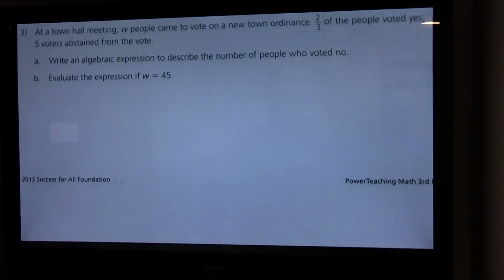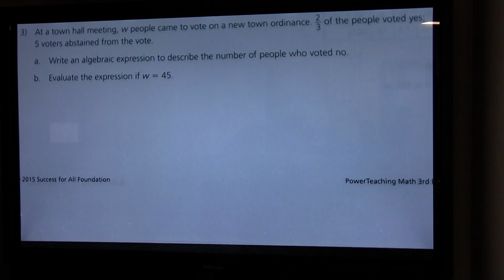I'm going to look at it again and use what I know about the real world to help me. Okay, they have a town hall meeting, and W people came to vote on a new ordinance. Now, we don't know how many people showed up to vote on this ordinance. Could be 1,000, could be 100, we don't know. So since we don't know the number of people that came to vote, we will use W to represent that unknown. 2/3 of the people voted yes, and 5 voters abstained from the vote.